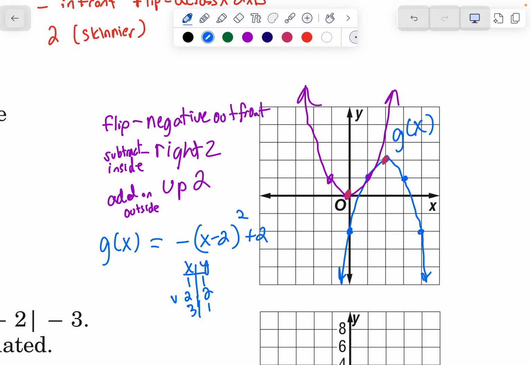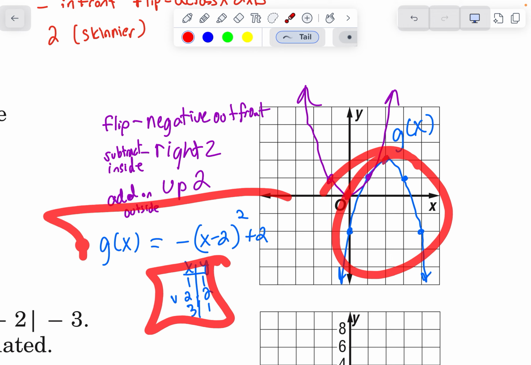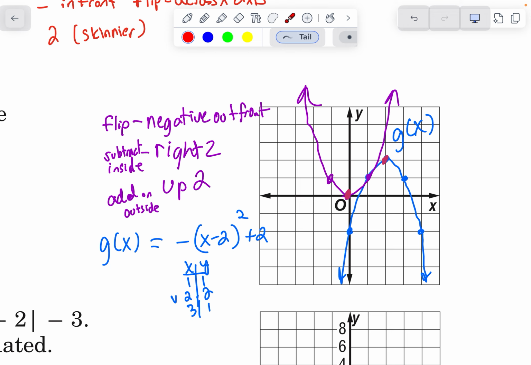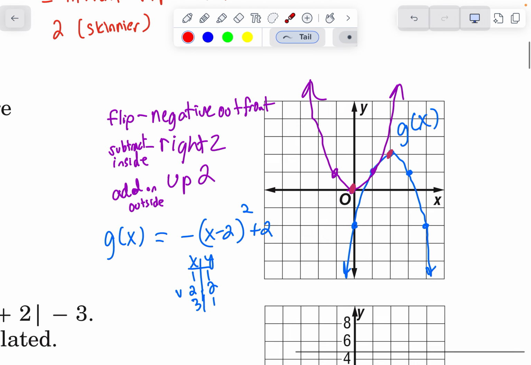Well, if you plug in 1, you get negative 1 squared, which is 1. 1 minus, with a negative in front is negative 1, plus 2 is 1. So that works. If you plug in 2, you get 0 plus 2, which is 2. If you plug in 3, you get negative 1 plus 2, or 1. So these points on the graph should be verified with the equation that you've created. Make sense? How you can check your work? Okay. So that is our answer.